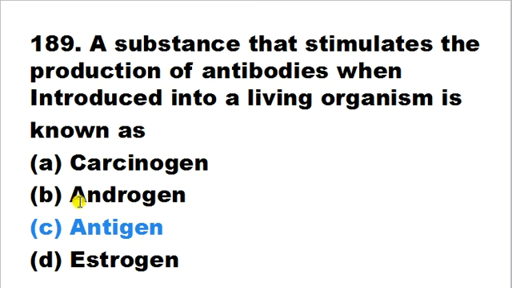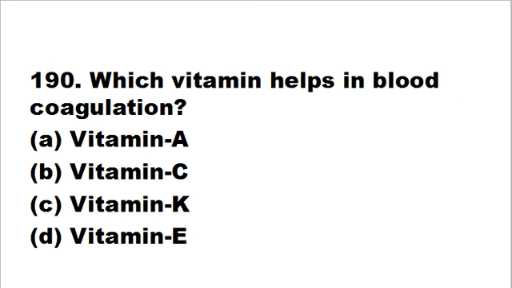Which vitamin helps in blood coagulation? Vitamin A, vitamin C, vitamin K, vitamin E. Its correct answer is C. Vitamin K is the only vitamin that helps in blood coagulation. It helps in the formation of blood coagulation. Blood clotting involves vitamin K.